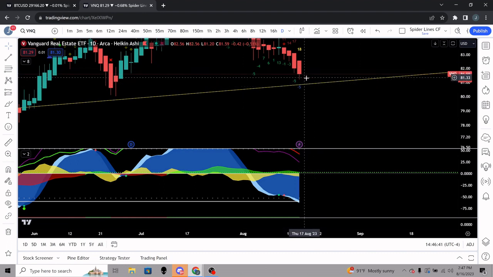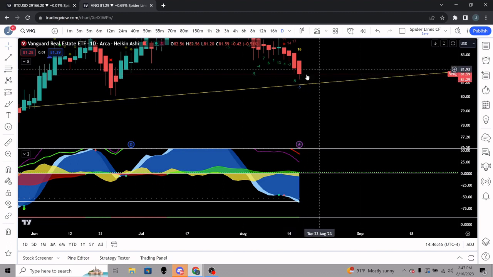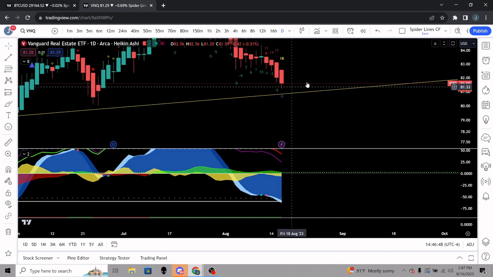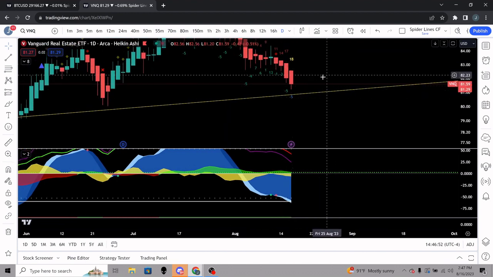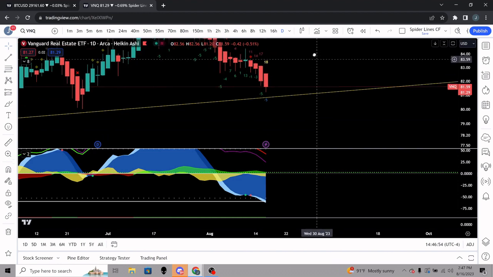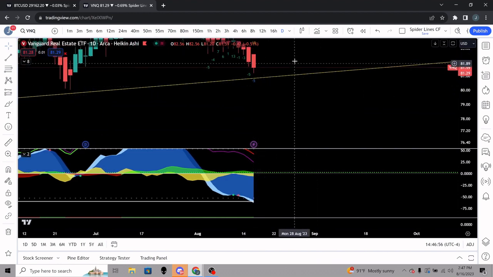We may not know until maybe Friday if something doesn't happen at the end of today. So maybe we'll know by Friday. I'll probably make a video then, and then we can go back and see, did this get support and did it shoot back up, or did it actually lose support and turn into resistance?